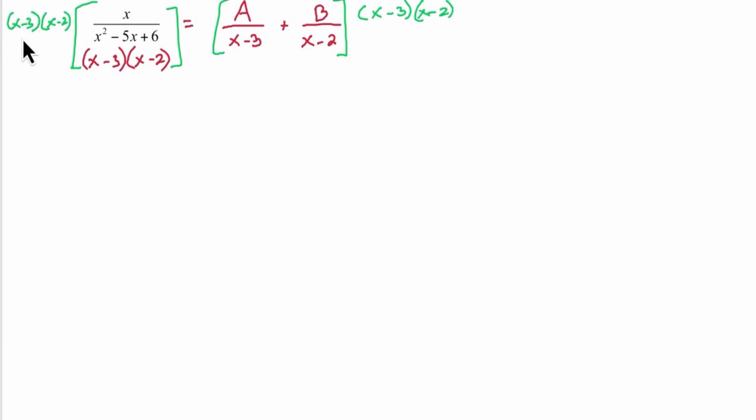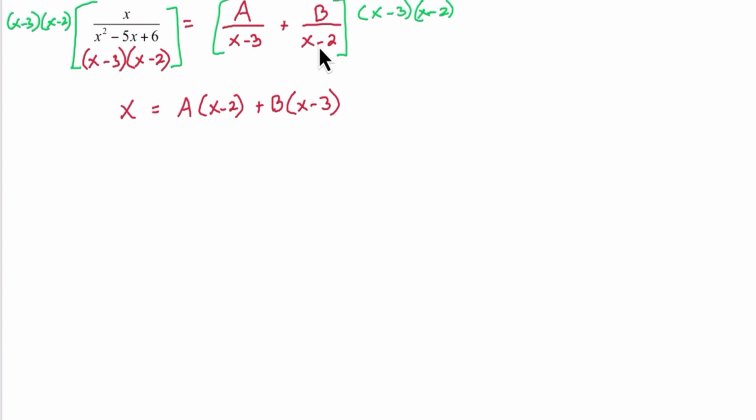On the left side, we have this LCD times the fraction. Notice that the denominator and the LCD are the same, so those are going to cancel each other, leaving us with just x on the left side. And then we need to distribute this LCD with the first fraction. When we do that, x minus 3 is going to go away, so we're left with A times x minus 2. And then we have to distribute the LCD with the second fraction. In this case, x minus 2 is going to go away, leaving us with B times x minus 3.